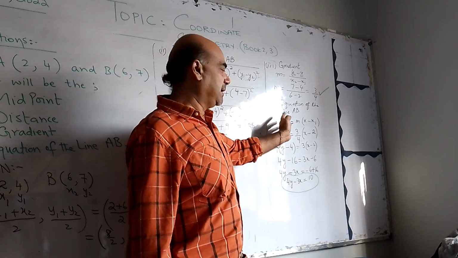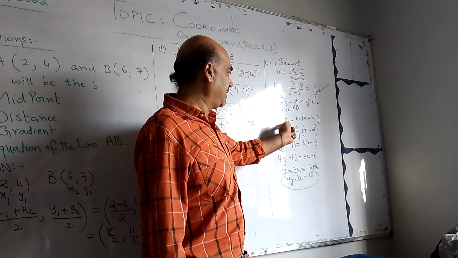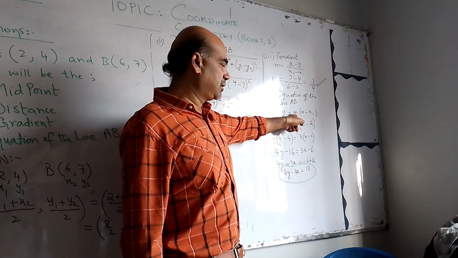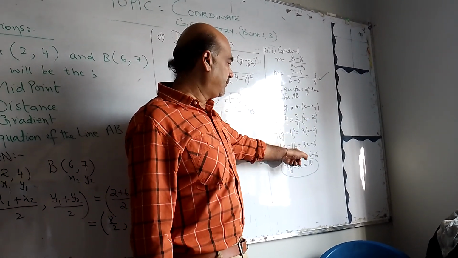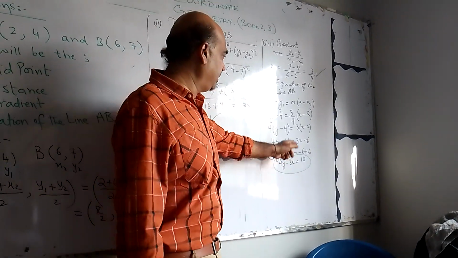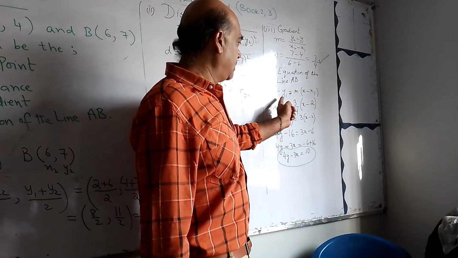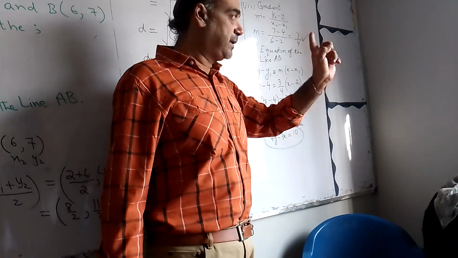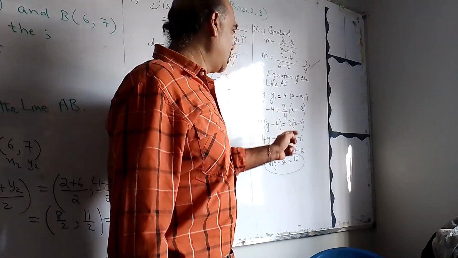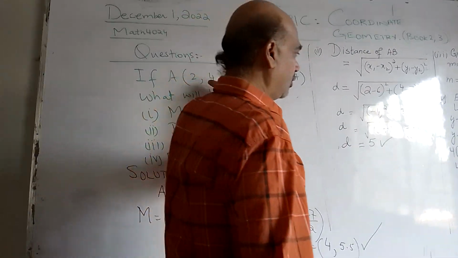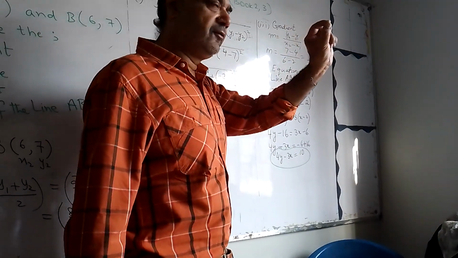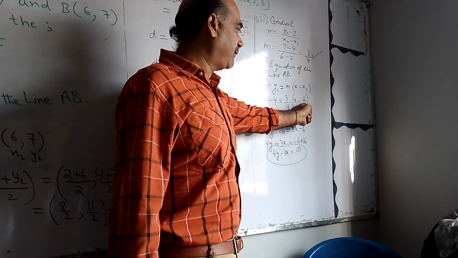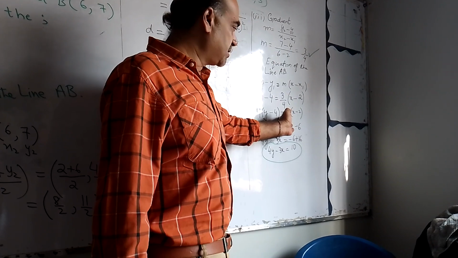Equation of the line AB. I have used this formula, which is y minus y1 equals m times (x minus x1). It is easy because if you just put the gradient value over here, you will find the equation of the line AB. So I have written y1 as 4. We have two coordinates, remember, A and B, but I have taken the coordinate which is given, A (2, 4). So from A (2, 4), I have put y1 as 4 and in place of x1 I have put 2. You just have to solve it.